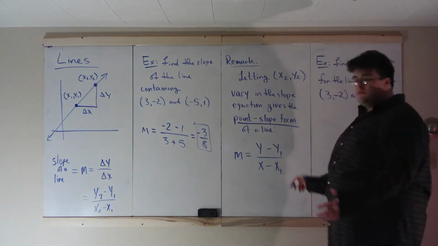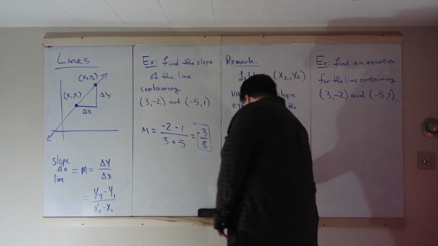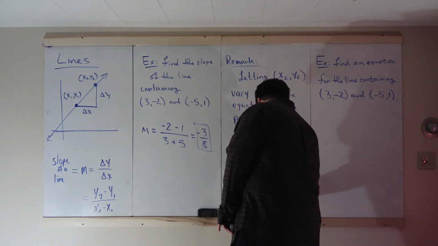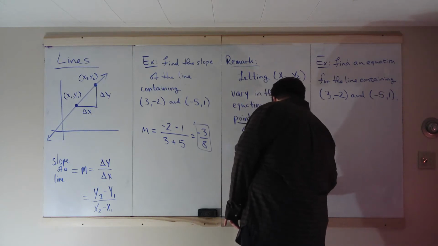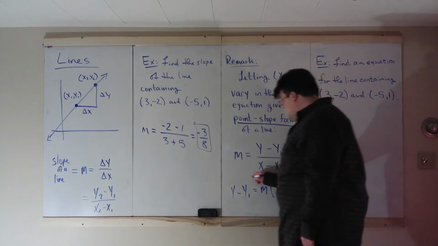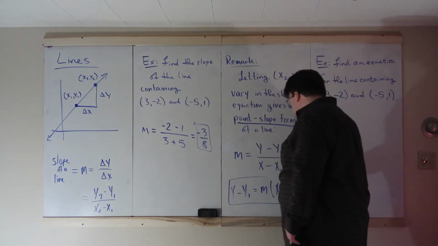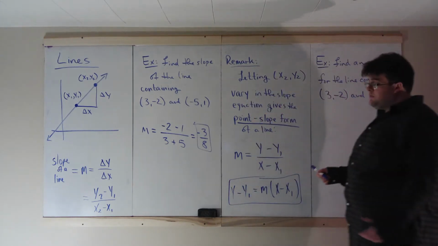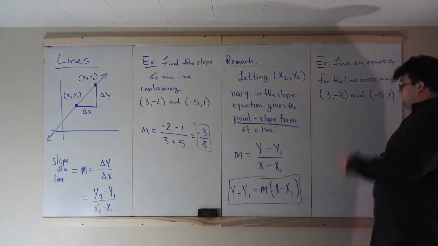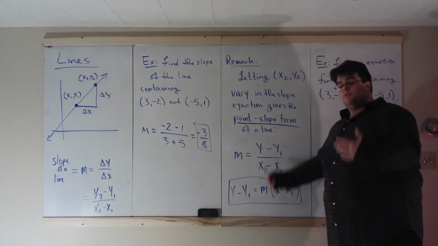So multiply both sides by the denominator of the fraction, and you get y minus y1 equals m times x minus x1. So all we did here was multiply both sides by that denominator, and then I just flipped it around. I wanted the y's on the left side. And right here we have the point slope formula.